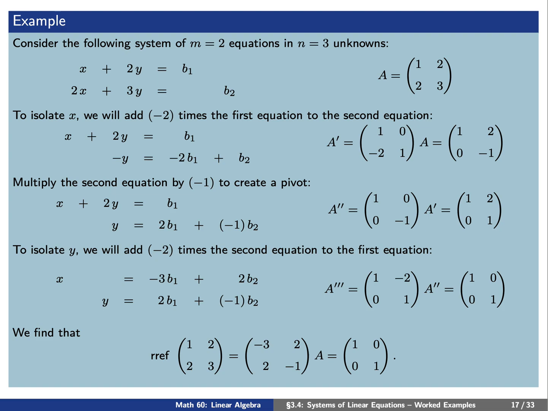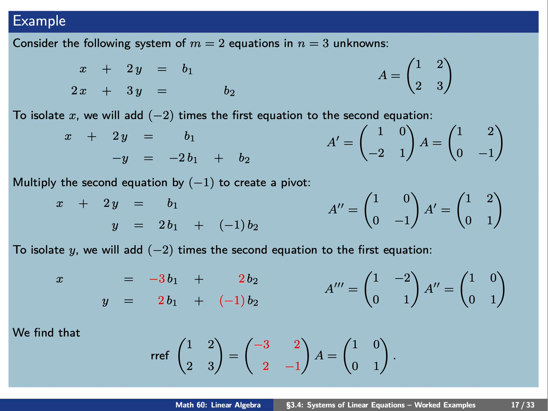We find that the reduced row echelon form is just the 2 by 2 identity matrix. The previous proposition then asserts that our matrix A must be invertible. Actually, if you stare at the equation at the bottom of the screen, you see that we've computed the inverse of A as just the product of elementary matrices.